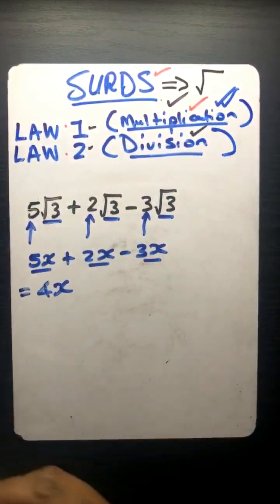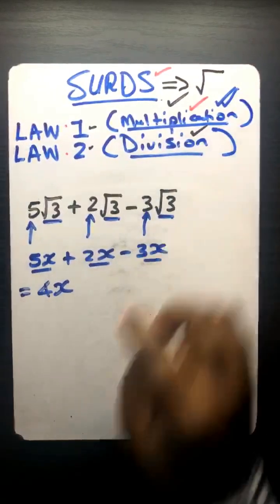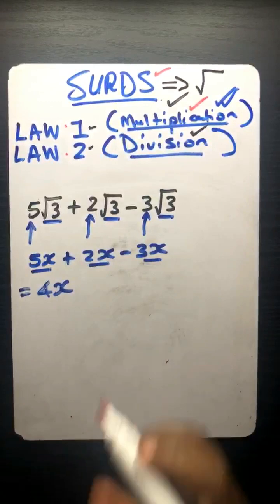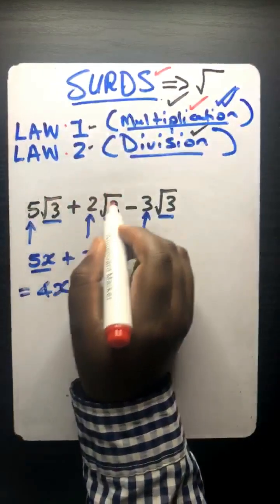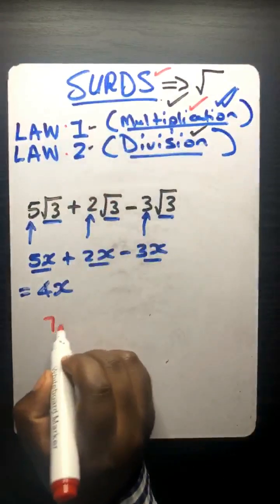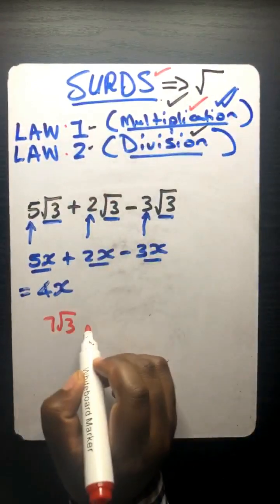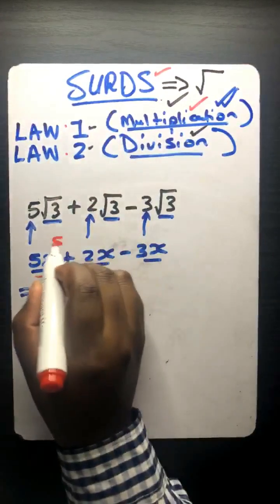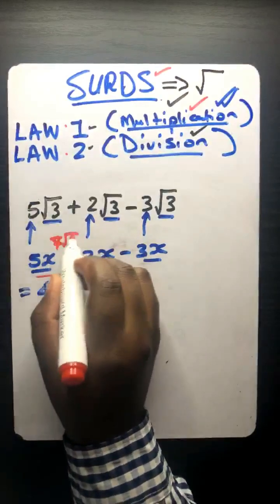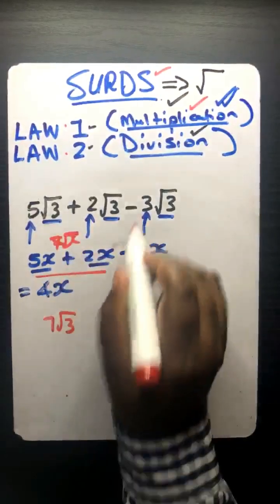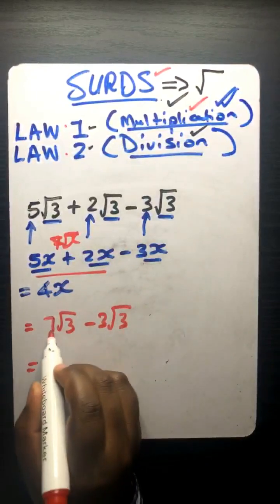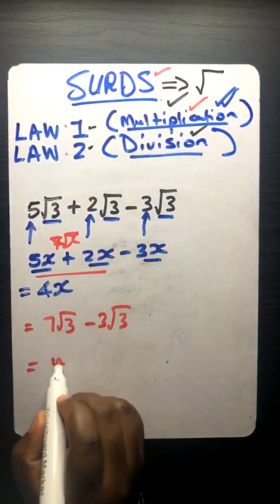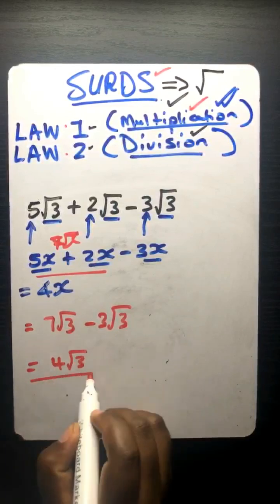So now let's work out that one and check how it looks like. So it's more like you're having 5 square root of 3 plus that square root of 3, which is 7. So it's like you're having 7 square root of 3, just like there you had 7x. Then minus 3 square root of 3. So that means this is the same as 7 minus 3. What is that? That is 4 square root of 3.